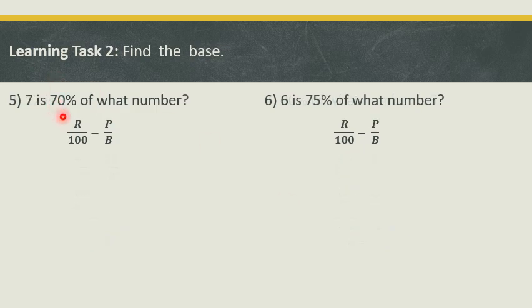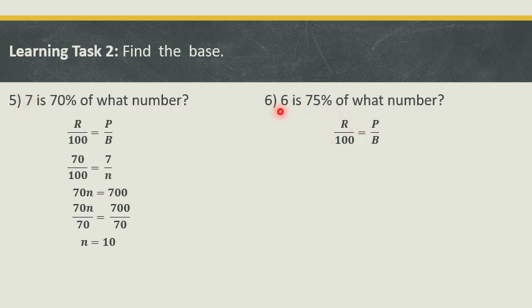Then number 5, 7 is 70% of what number? So, ang R natin is 70. Ang 7 is our percentage at ang nawawala natin is yung ating base. So, 70 over 100 equals 7 over n. Then, we will cross multiply. 70 times n is 70n. 100 times 7 is 700. Then, divide both sides by 70. 70n divided by 70 is n. 700 divided by 70 is 10. So, 70% of 10 is 7.